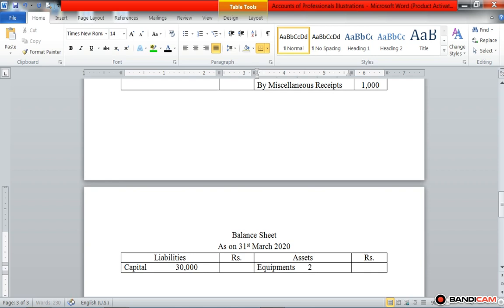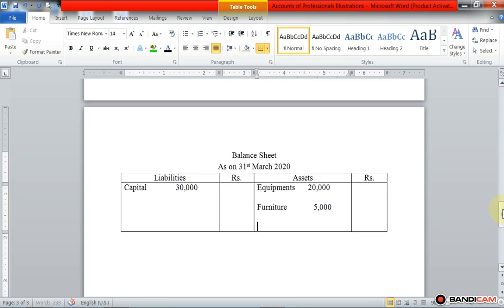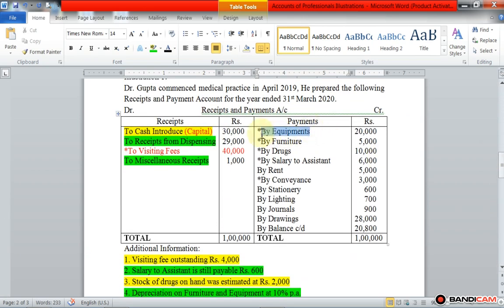So here equipments in the inner column 20,000. Then leave one line below the equipments. Then furniture in the inner column amounted to rupees 5,000. Leave one line below the furniture for giving the effect of additional information. Got it? Here we transfer equipment to the asset side, and we transfer the furniture to the asset side.